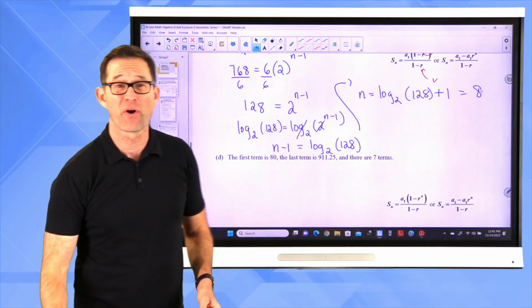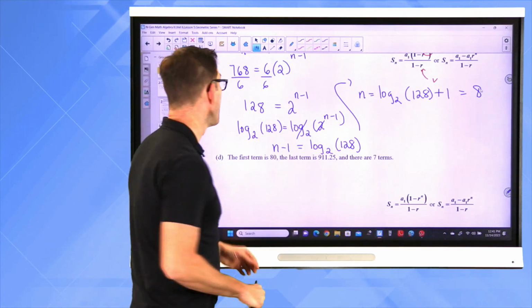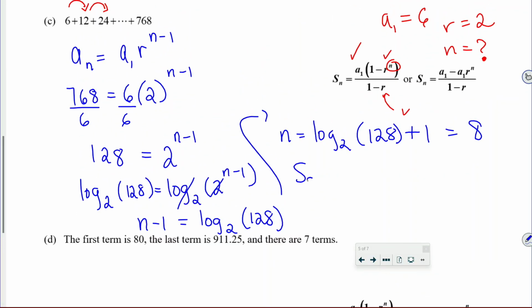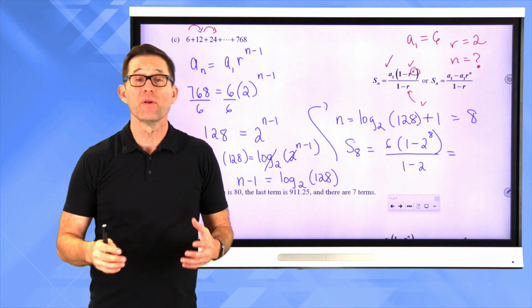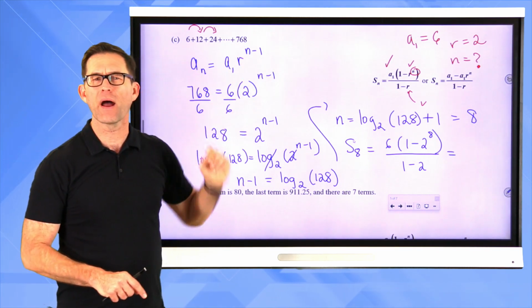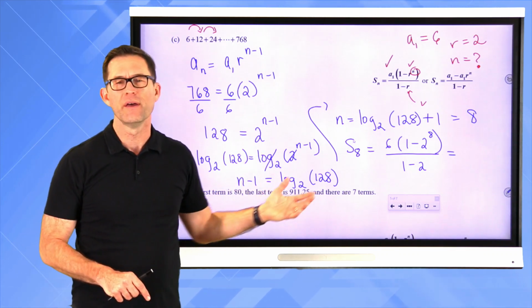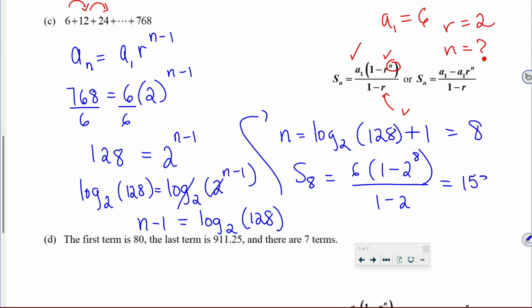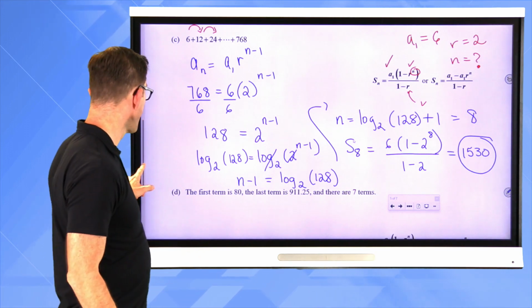Believe it or not, we're not actually done with the problem yet, right? We did all of that simply to find out the number of terms we had. Now that we've got n equals 8, we can now say that our sum is going to be our first term, which is 6, times 1 minus 2 raised to the 8, all divided by 1 minus 2. Right. But think about that, right? We had to really use this geometric sequence formula simply to figure out the number of terms. And that actually took a little bit of work. Now we can crank that into our calculator. We'll just do that without going through it, and we'll get 1,530. That's it.